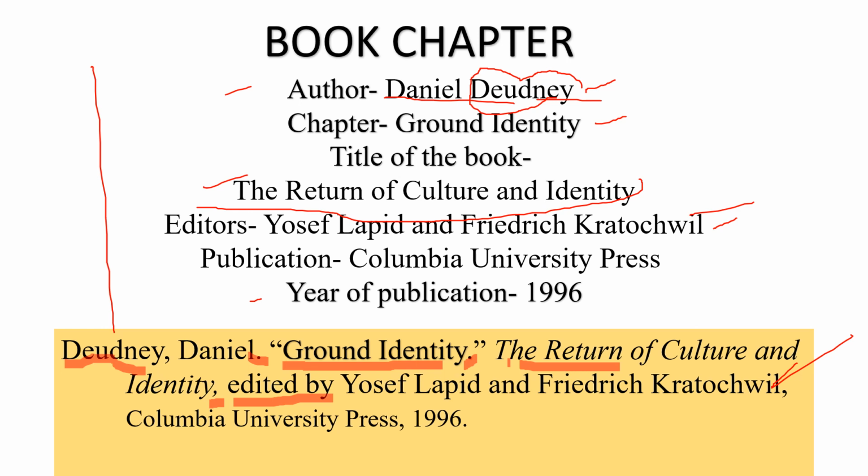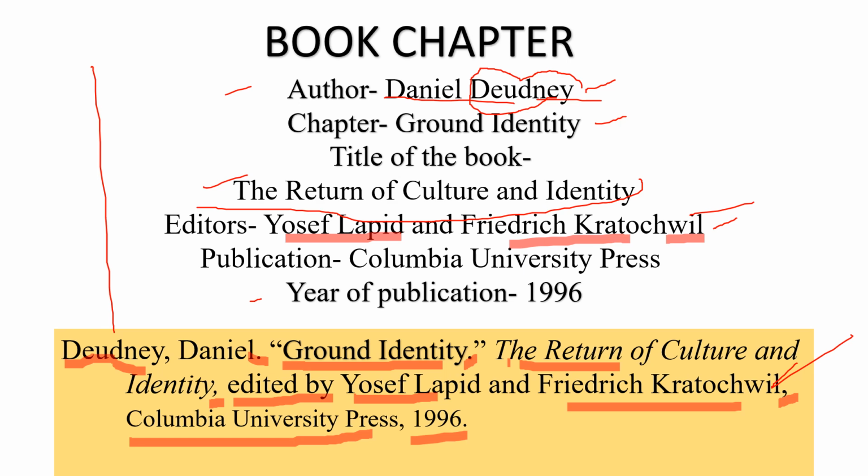You don't need to put the surname of the editor first and the first name later. It's not needed, just the simple name, as you can find here: Joseph Lepid and Frederick Cratchwell. Then a comma, and then you write the name of the press, Columbia University Press, and the year of publication, 1996. Okay, so this makes a note of a book chapter.